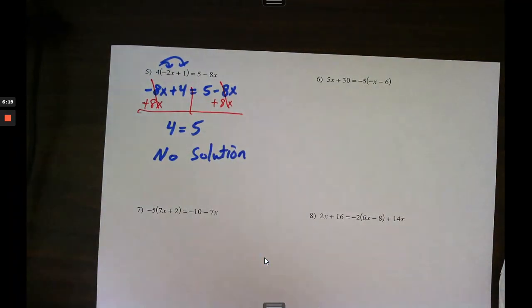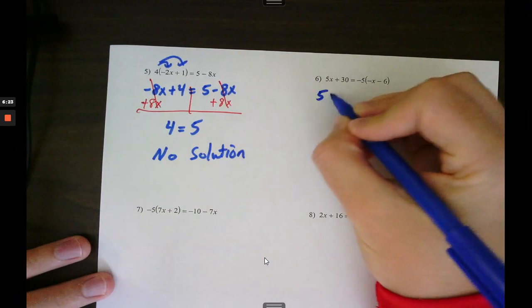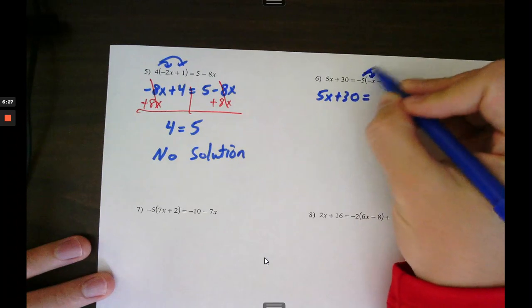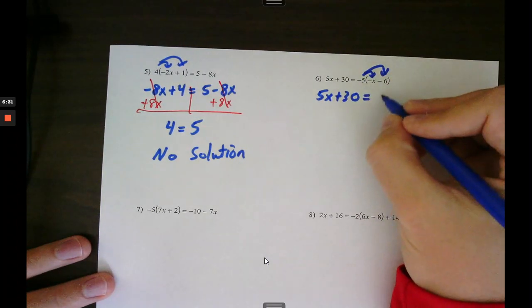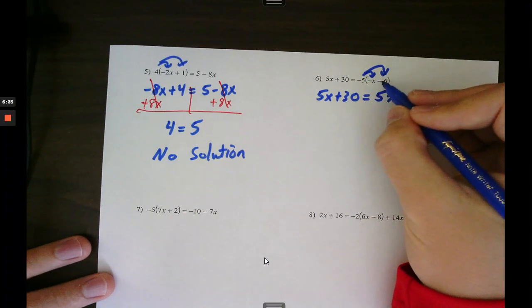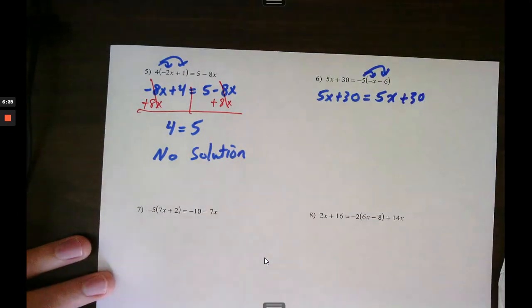Okay, moving on to number 6. Let's see what happens here. Again, I can't do anything with this on this side. Nothing to simplify. But over here, I again have the distributive property. Negative 5 times negative 1, that's going to be a positive 5x. Negative 5 times negative 6 is going to be a positive 30.